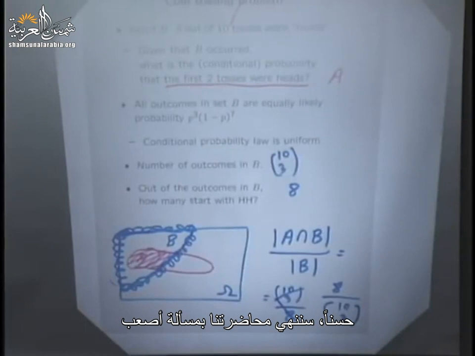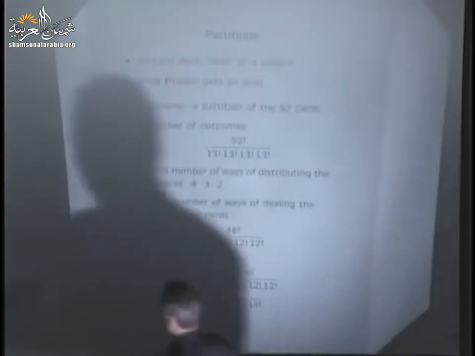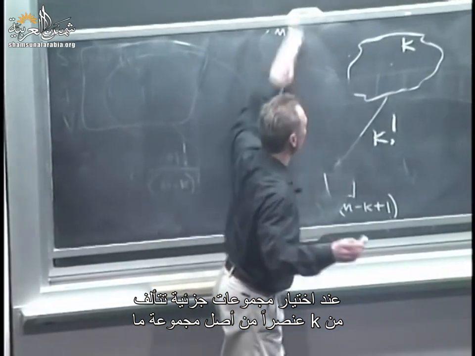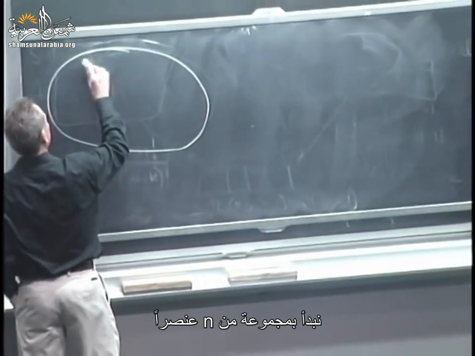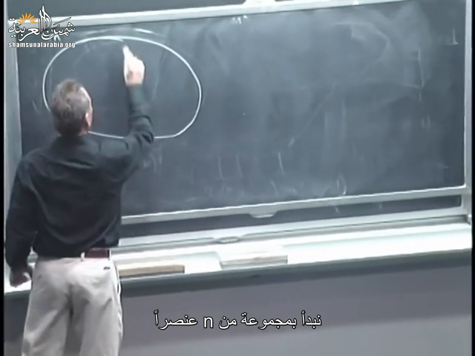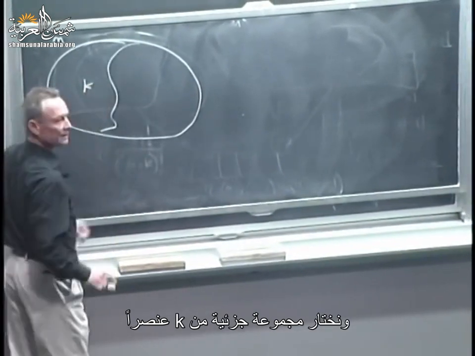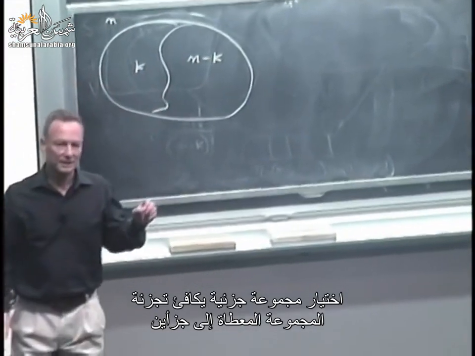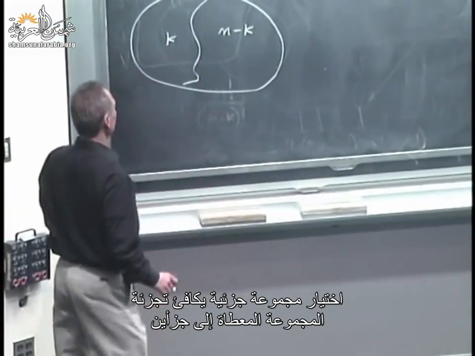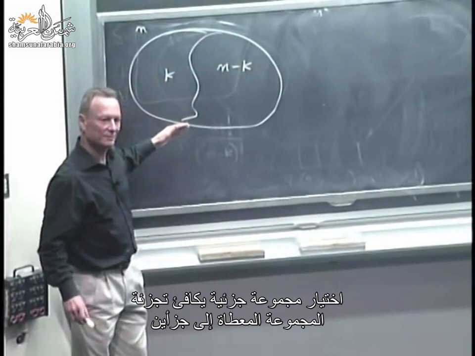Okay, so we're going to close with a more difficult problem now. This business of n choose k has to do with starting with a set and picking a subset of k elements. Another way of thinking of that is that we start with a set with n elements, and you choose a subset that has k, which means that there's n minus k that are left. Picking a subset is the same as partitioning our set into 2 pieces.